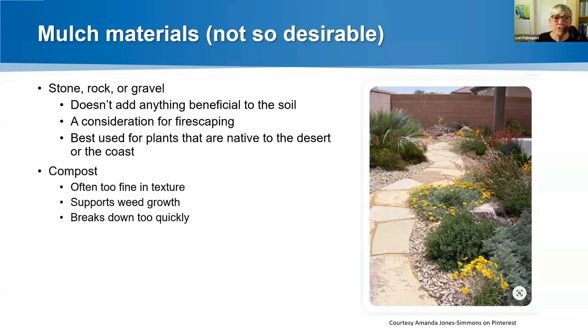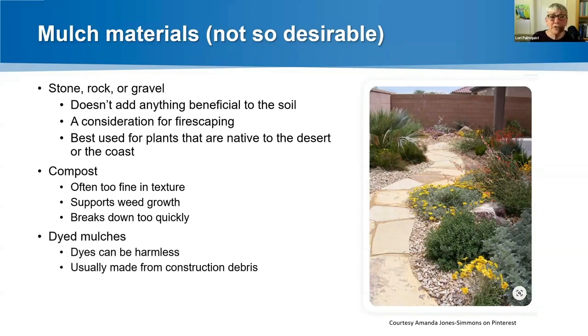Compost is also used as mulch, and this is not desirable because it's too fine in texture. So it not only supports weed growth, but it promotes weeds. And it breaks down too quickly. So it's really not good to use compost as a mulch.